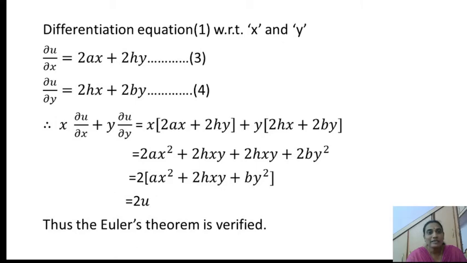Now, multiplying equation 3 by x and equation 4 by y and adding these two equations, we get x into 2ax plus 2hy plus y into 2hx plus 2by. Next, after simplification, it becomes 2 into ax square plus 2hxy plus by square, where we know that ax square plus 2hxy plus by square is u. Then we get x ∂u/∂x plus y ∂u/∂y is equal to 2 into u. Thus, it verifies Euler's theorem.